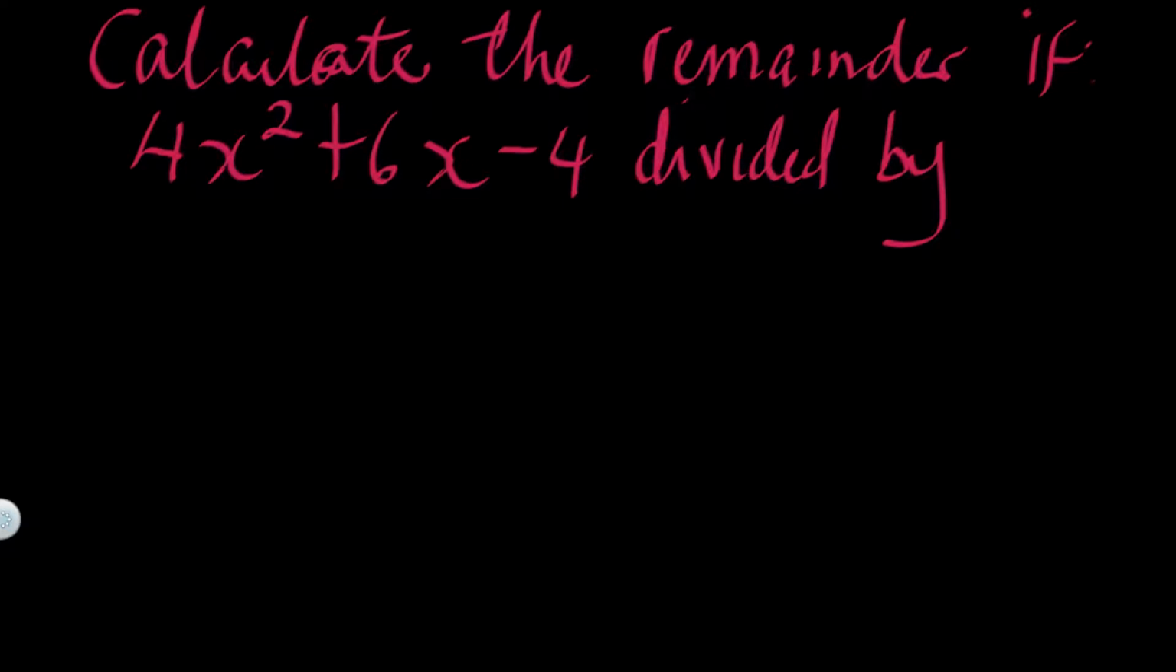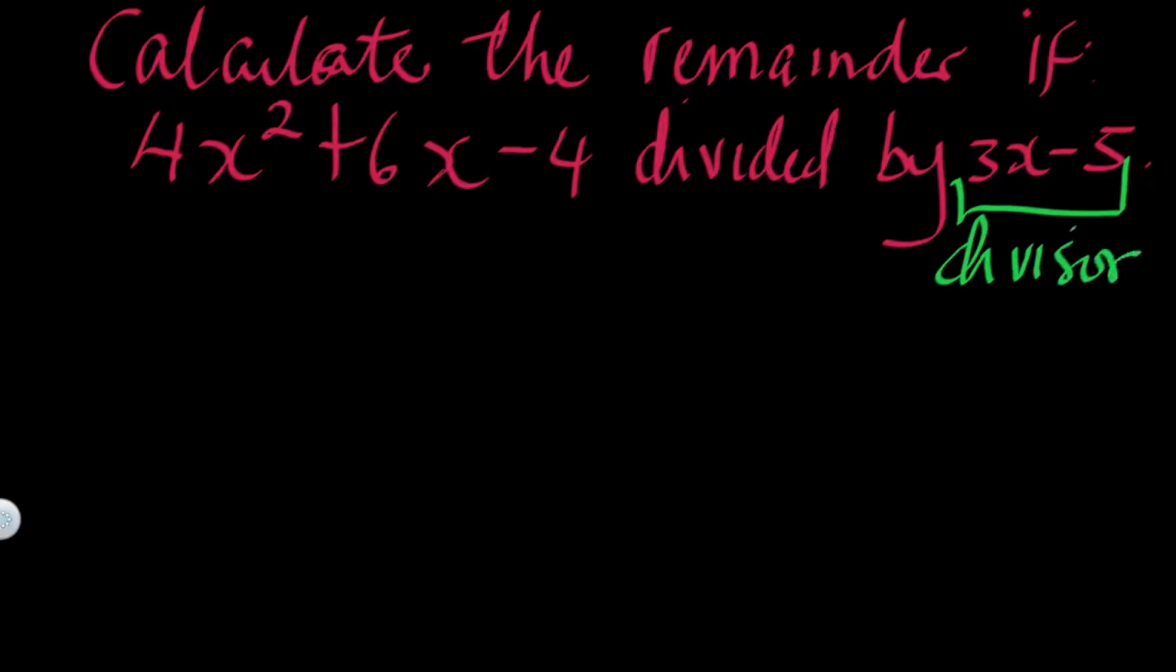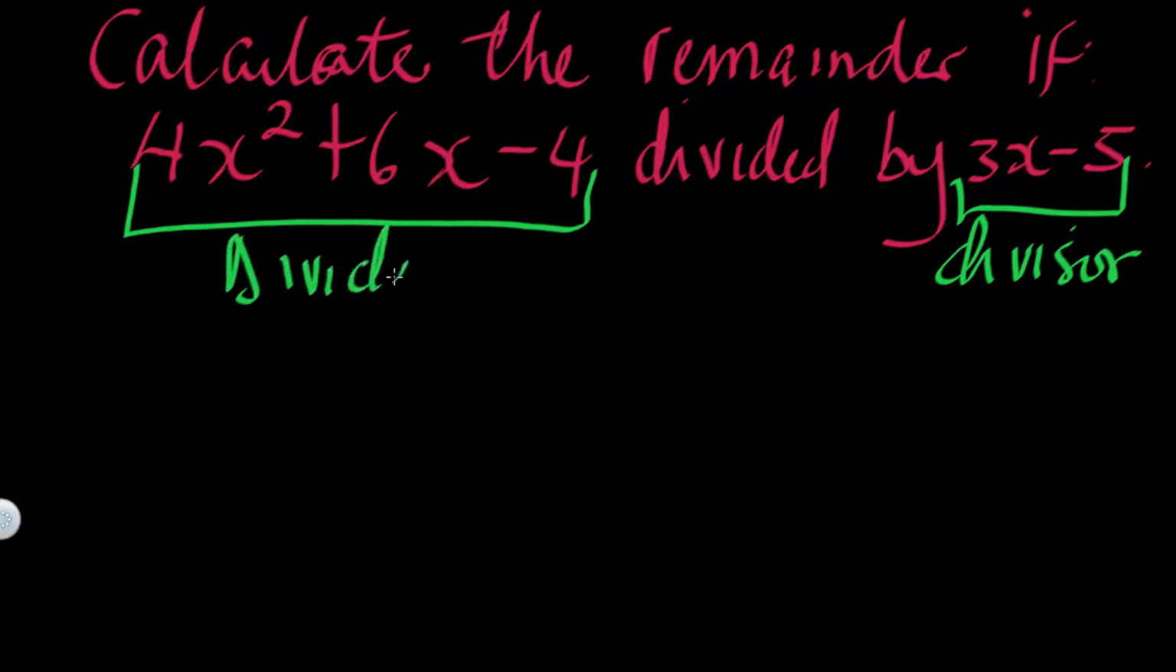So we're dividing this by 3x minus 5. We want to find the remainder. This here is our divisor. This is our dividend, the number that we're dividing into; we call it the dividend.